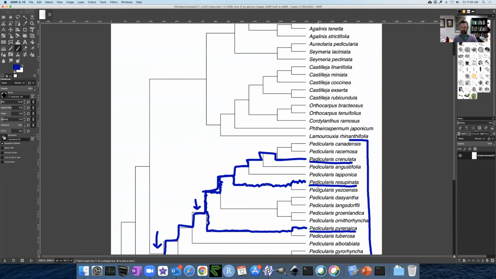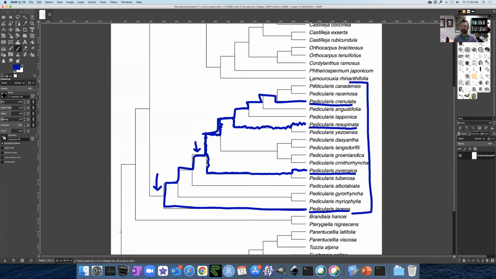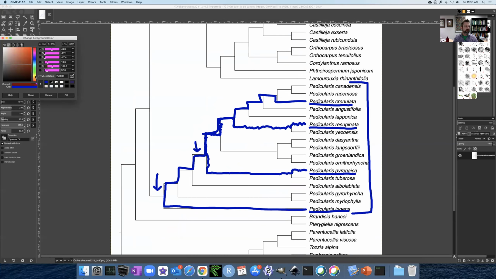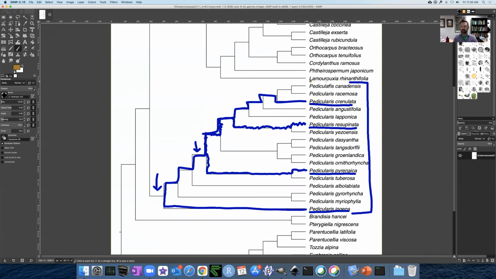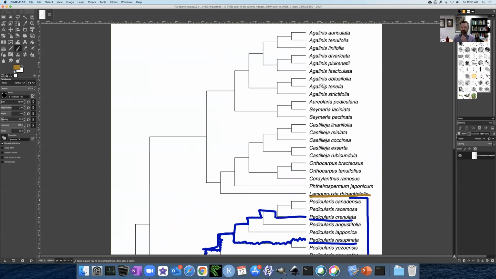Some people get thrown by these species that are the only representative of their genus. Let's get a new color here. Orange sounds good. So Lamourouxia rhinanthifolia is the only representative of that genus shown on the tree. If you have just a single member, it's already monophyletic by default. So it's mono for one, it's one instance of itself.